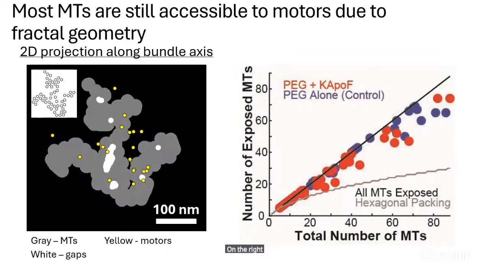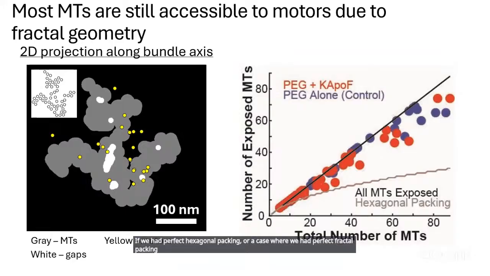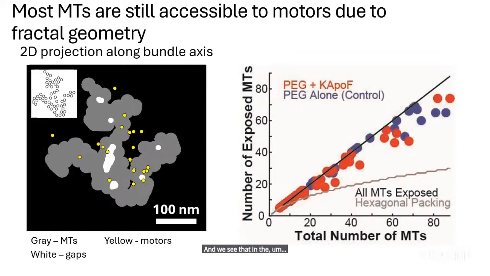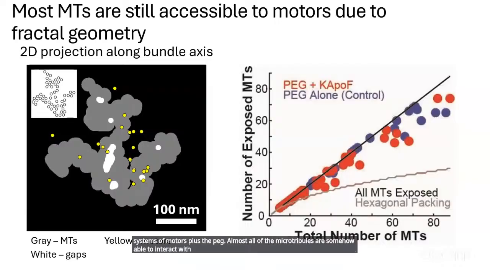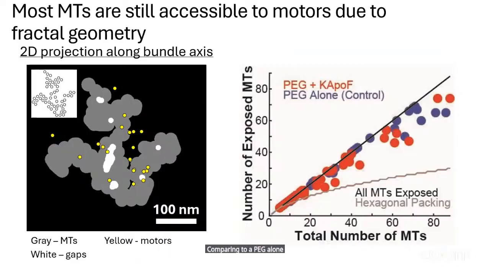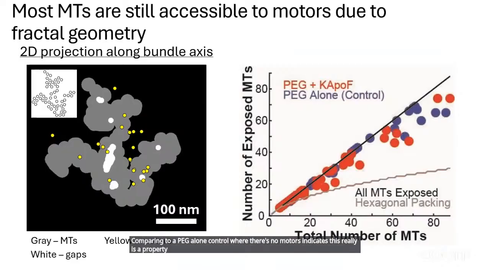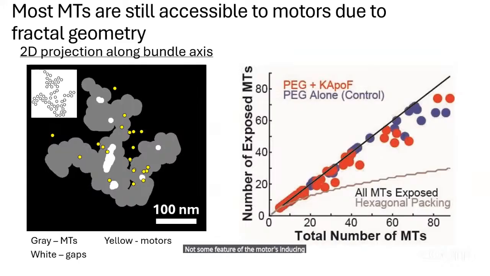On the right, I'm showing a plot of how many microtubules would be exposed if we had perfect hexagonal packing, or a case where we had perfect fractal packing that allowed every microtubule to interact with motors. And we see that in the systems of motors plus the peg, almost all of the microtubules are somehow able to interact with motors due to this bizarre packing geometry. Comparing to a peg alone control where there's no motors indicates this really is a property of the packing itself, not some feature of the motors inducing instability in the bundles.